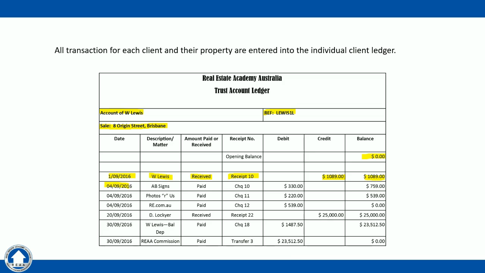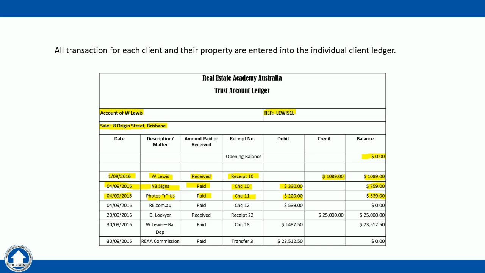Then on the 4th of the 9th, for ABC Signs, we had to pay out via check number 10 an amount of $330 on that client's behalf, and then we have a progressive balance left of $759. Following that, we also paid on the same date Photos Are Us by check number 11, the amount of $220, leaving a balance of $539.